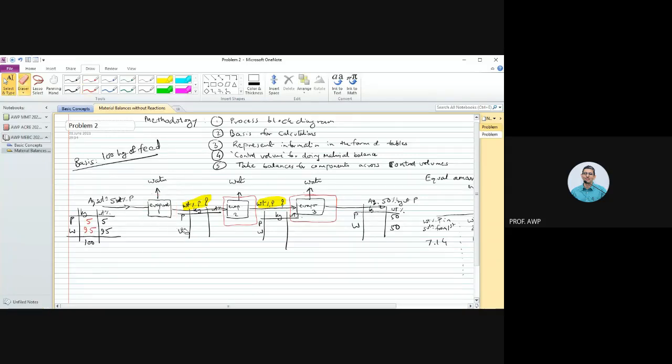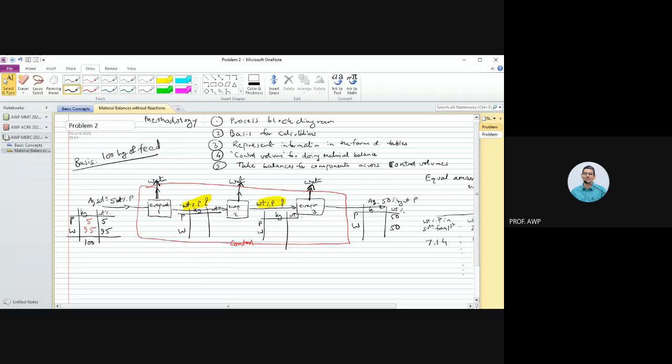Now here is what I want to emphasize. Suppose I take this whole plant as a control volume. So our control volume is this red block. It does not matter what is happening inside. Across this whole block, an aqueous solution of P is coming in at 5 weight percent. Aqueous solution of P is going out at 50 weight percent, and water is going out of this control volume, from the first evaporator and from the second.